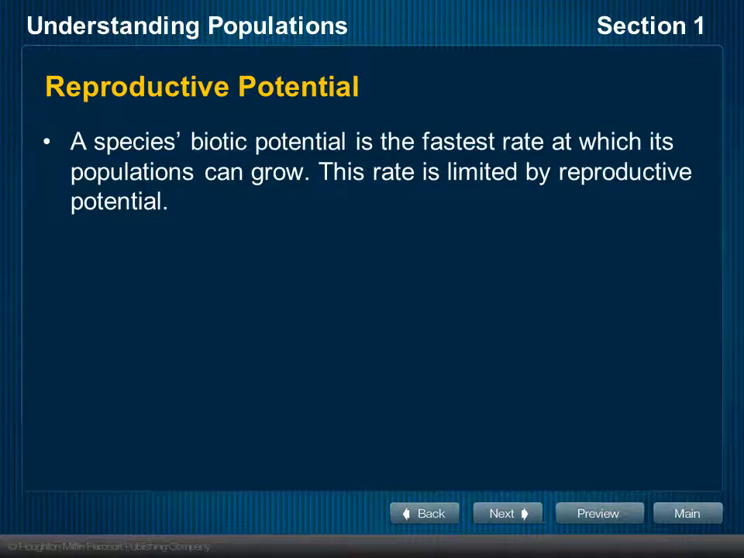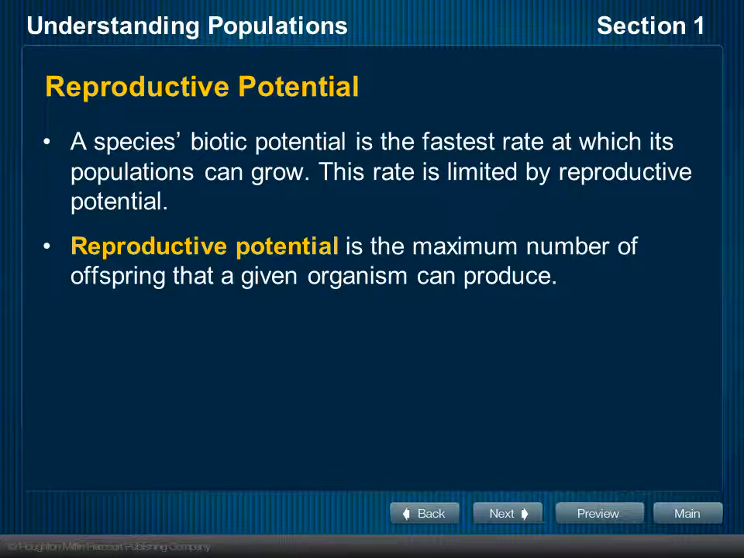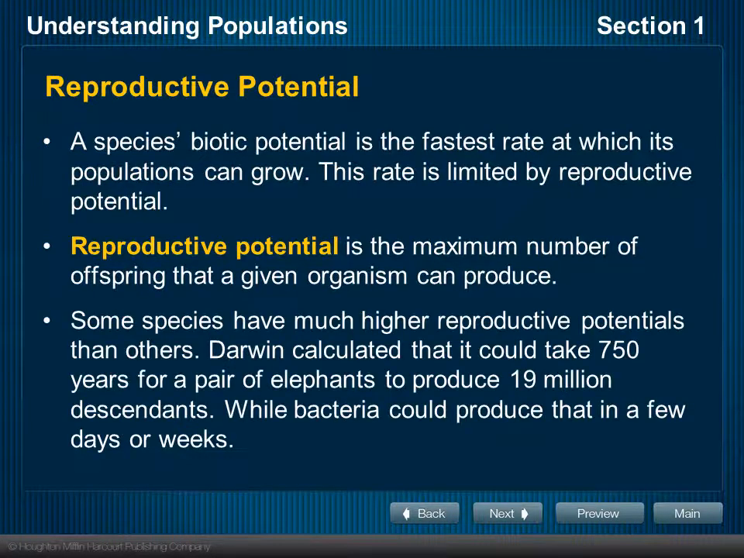And so one of the things we look at is called reproductive potential. A species' biotic potential is the fastest rate at which its populations can grow. And that rate, the fastest that the population can grow, is limited by what we call the reproductive potential of any given species, and every species has a reproductive potential. It's basically the maximum number of offspring that a given organism can produce. Not the maximum number of offspring that the organism can produce in a year or in a reproductive cycle, but the maximum number of offspring that the organism can reproduce in its lifetime. That is what reproductive potential is.